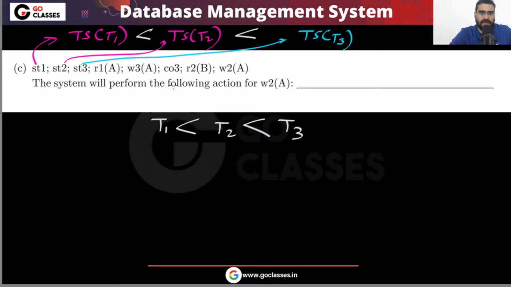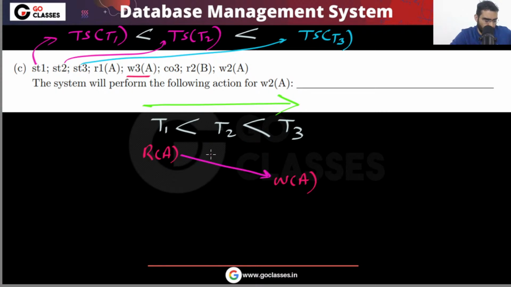Now you tell me what happens when you do W2A. So this is reading item A, then this is writing item A. Is this allowed? A simple question I'm asking. Remember, this is the serializability order. The conflict operations must happen in this order. Is this allowed or not? Yes, there is no problem. This is perfectly fine. This is allowed. Now after this, it is commit.